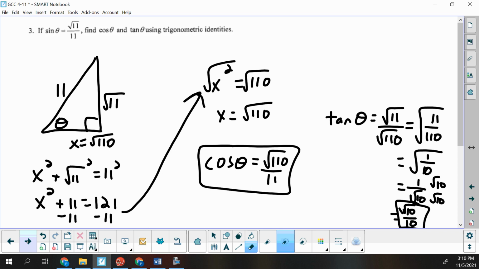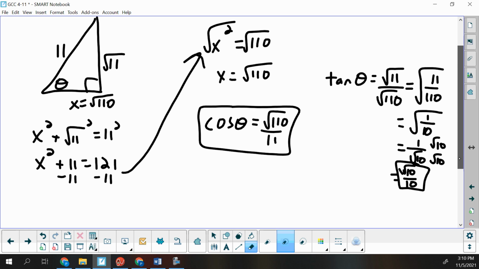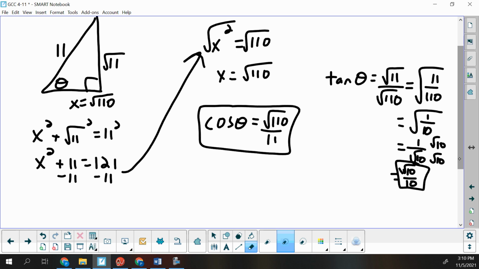For tan, you've got square root of 11 over square root of 110. So there's a couple ways that you can handle that. One, you could put the fraction all under one square root, reduce it, and then rationalize. But what I'm guessing more people did is took this and multiplied top and bottom by square root of 110.